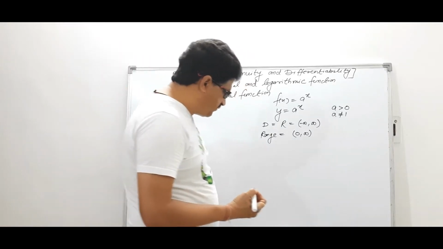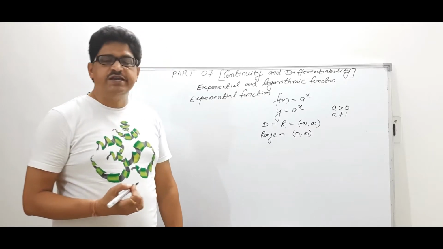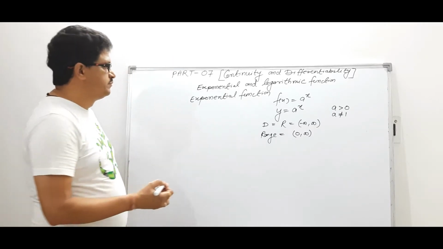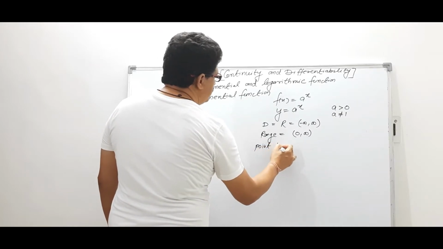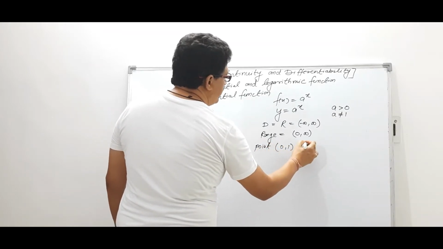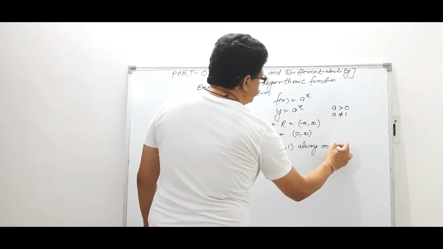When we draw the graph of this function, point (0,1) is always on the graph.